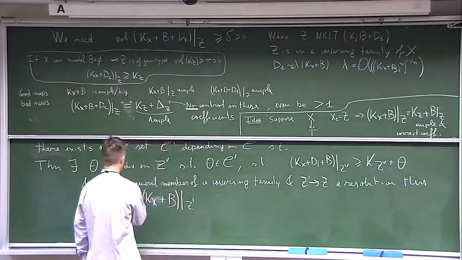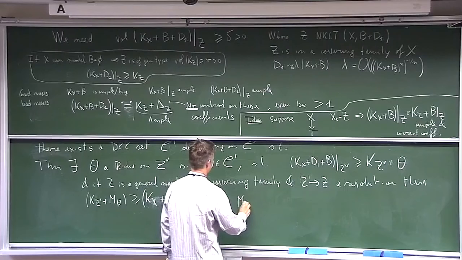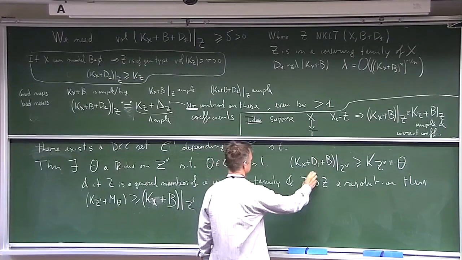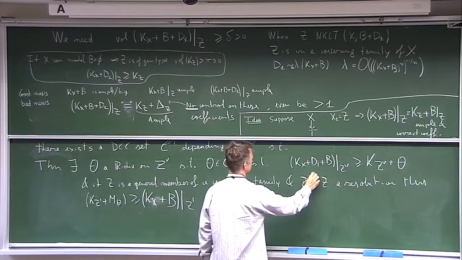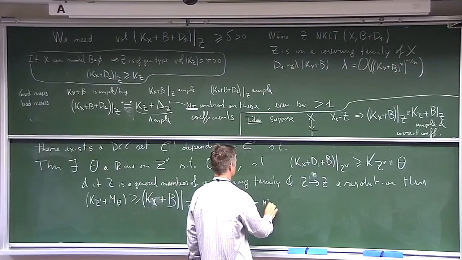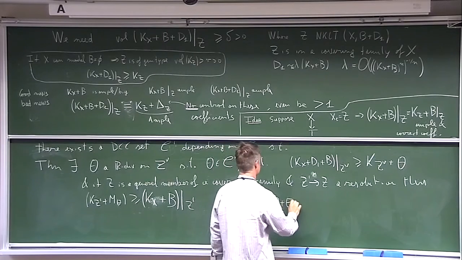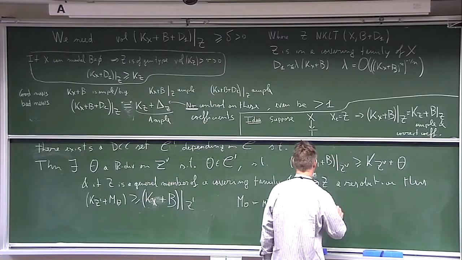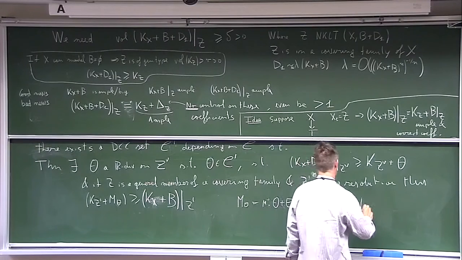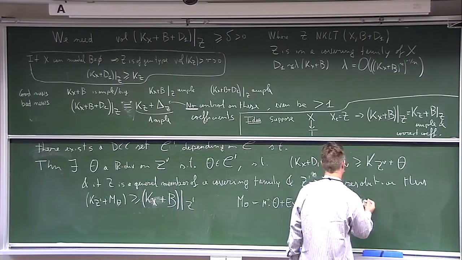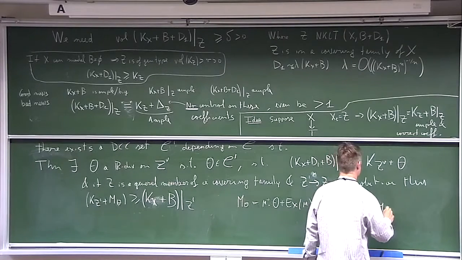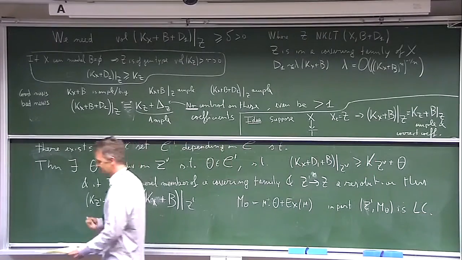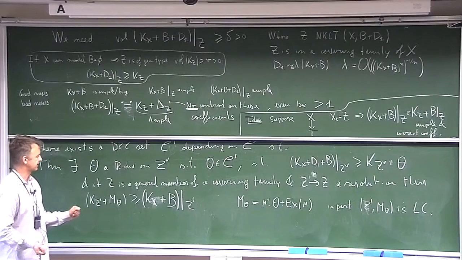And what is this M theta? M theta is the strict transform. So let's call this A. We probably have H already. Mu is the strict transform of theta plus the reduced exceptional divisor. And in particular, Z prime and theta is log canonical. Okay, so sort of take a deep breath and see what I'm saying.